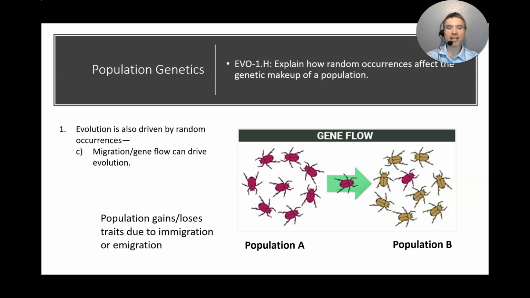We have two isolated populations, population A on the left and population B on the right. However, a beetle from population A randomly migrated and entered population B. This is a new genetic trait that has now been introduced to population B. Over generation after generation, this trait may cause that population to genetically change. So this is once again another way that we can introduce new genetic variation into our population.